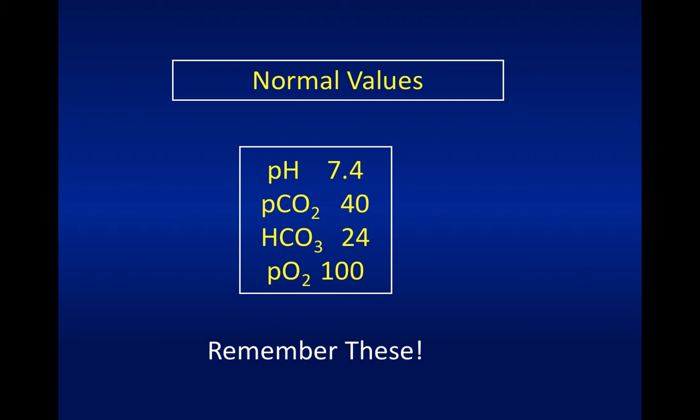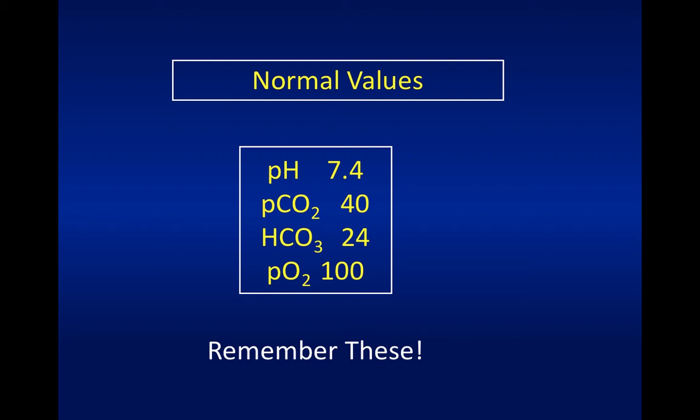So you're better off to just remember these. Better off to remember the single unitary values: a pH of 7.4, a PCO2 of 40, a bicarbonate of 24, and a PO2 of 100. Now, you're not going to really be looking at the O2 when you're doing the acid-base stuff, but I just chuck that in there anyway.